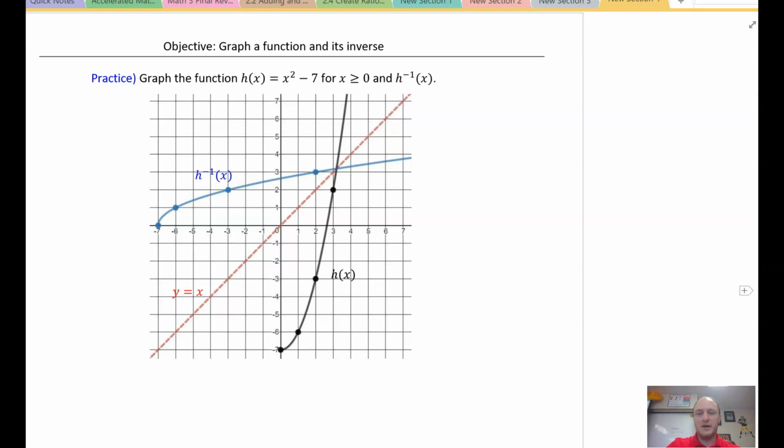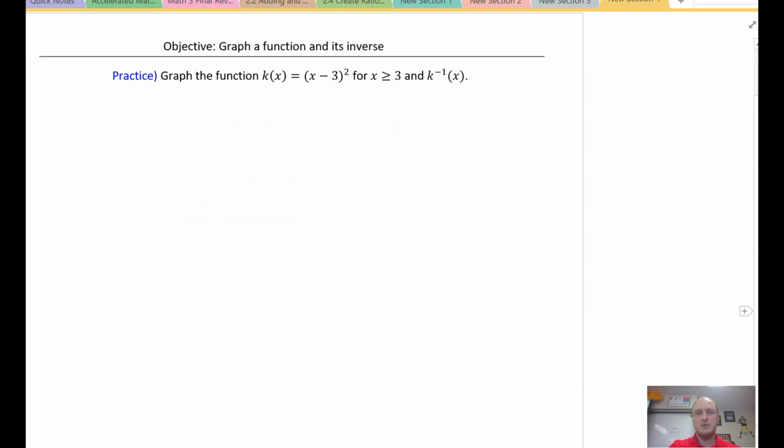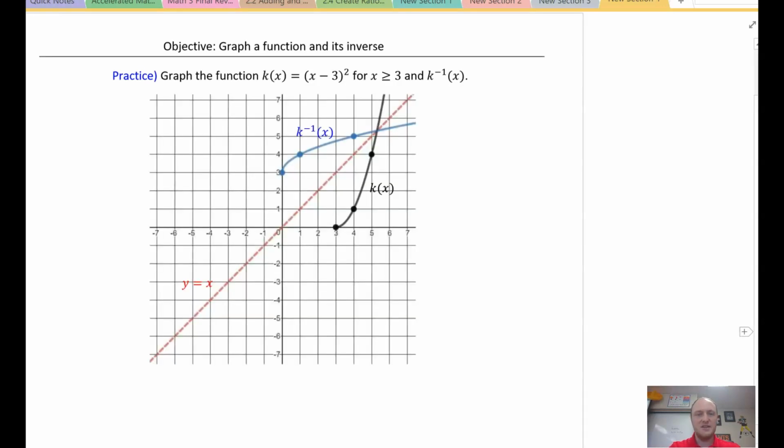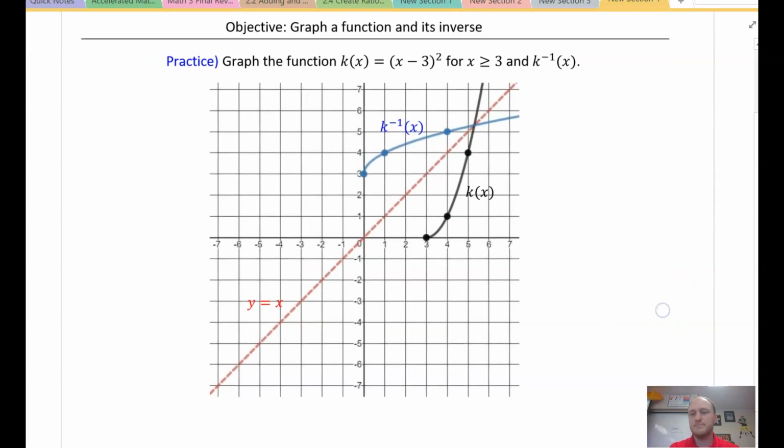And then the next practice problem is here. Please pause the video and try this one. And this would be your solution here.